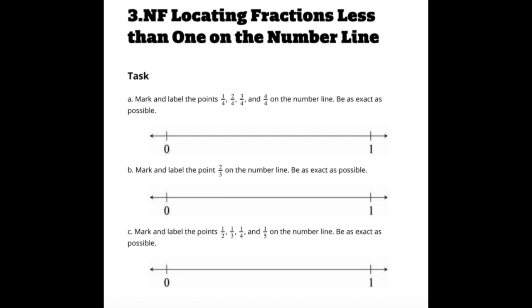B is to mark and label the point 2/3 on the number line. Be as exact as possible. And C, mark and label the points 1/2, 1/3, 1/4, and 1/5 on the number line. Be as exact as possible.